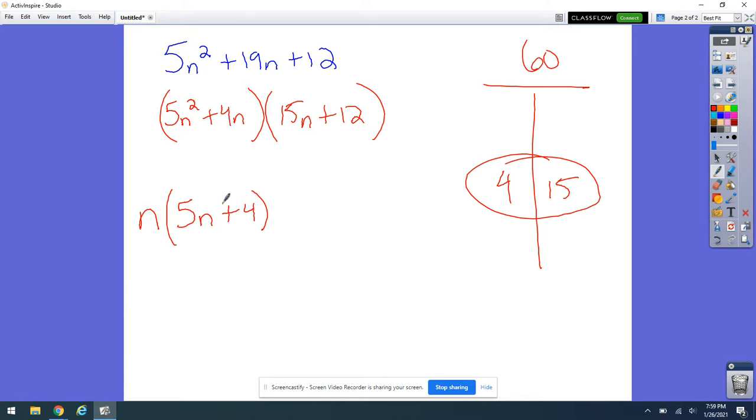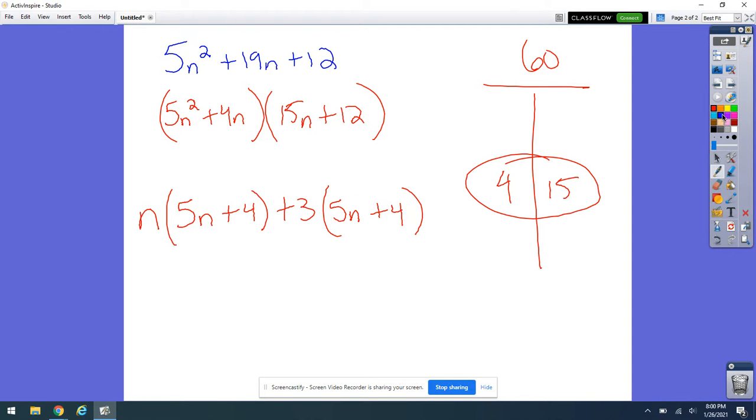I took one n out of here, and I took this one's n away and put it out front. Now I take a look at the second one, 15n and 12. What number do they have in common? It looks like I can take out 3 from each. So I'm going to put plus 3. 15 divided by 3 is 5. This one has an n, so I put the n back. 12 divided by 3, I have 4.